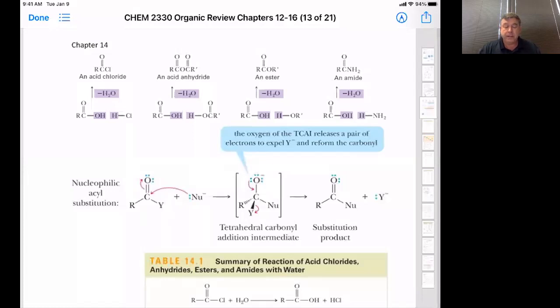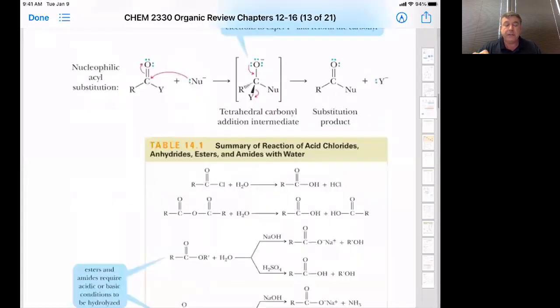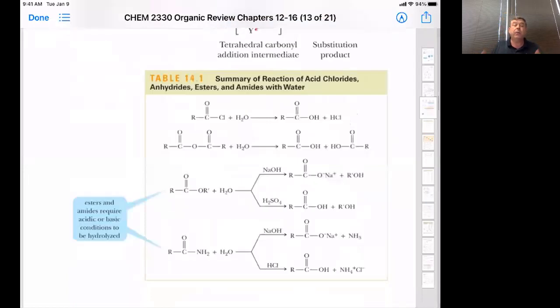What we also found out is that they all had kind of different reactivities. They all react with water, but to a different degree. And so we found the chloride is the most reactive. In fact, we can make all the other species from the chloride. When it reacts with water, it turns into a carboxylic acid and water. The anhydride also reacts with water and turns into two carboxylic acids. We can use that anhydride to make esters or amines.